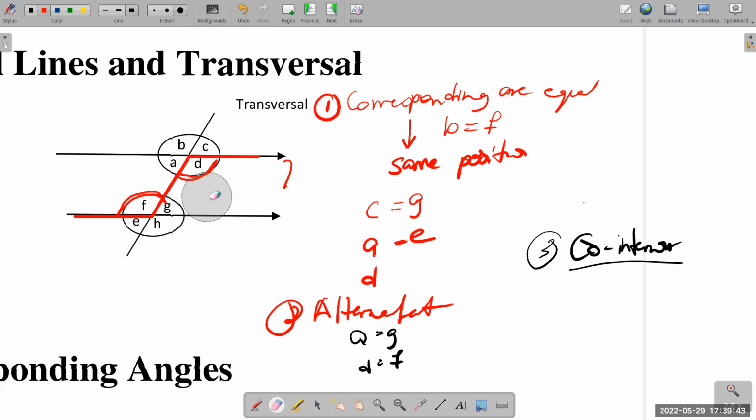Yep. And that means they're equal. Okay. All right. So let's go now. Next one is when we have co-interior.